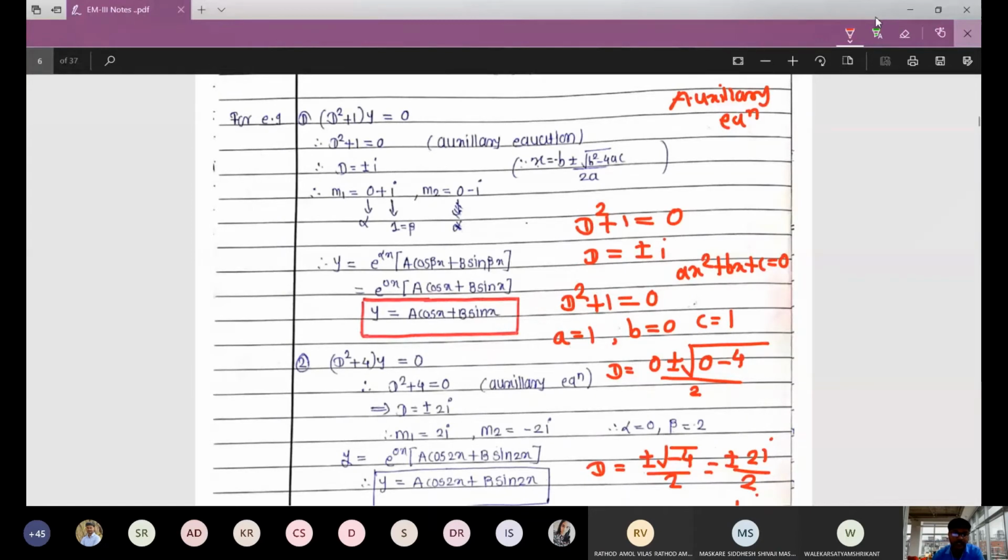You can see directly D is equal to plus minus i. That's the reason. You don't have to follow this quadratic formula process. If you have good practice, directly you can write this as plus minus i, or you can use the quadratic formula. So we get two roots, i and minus i.